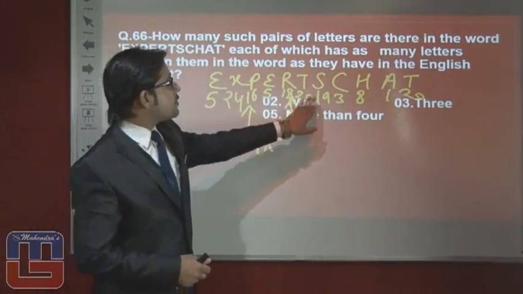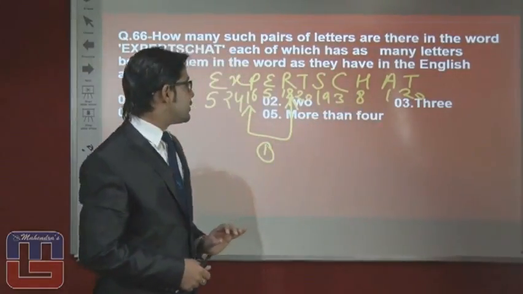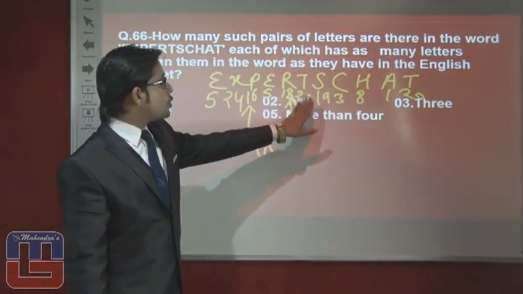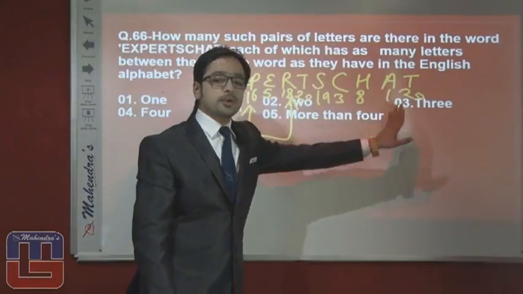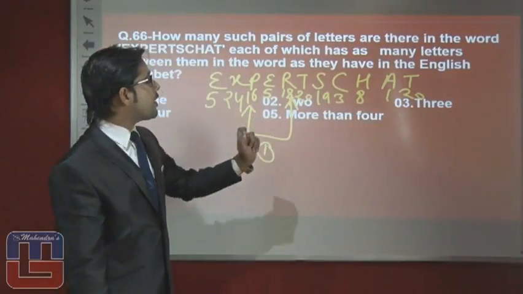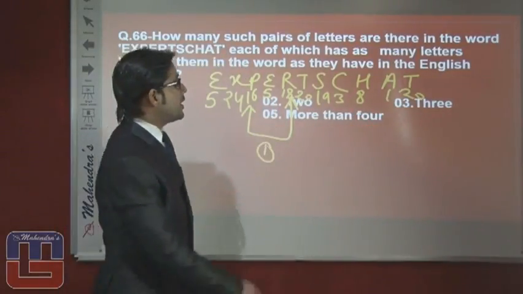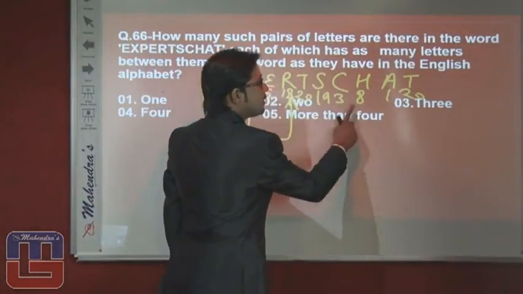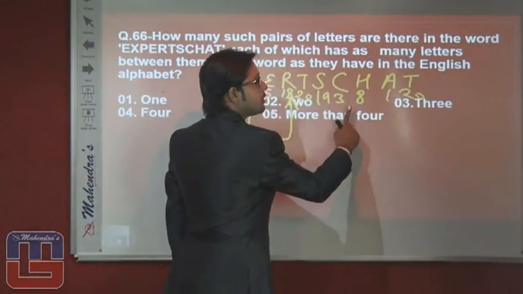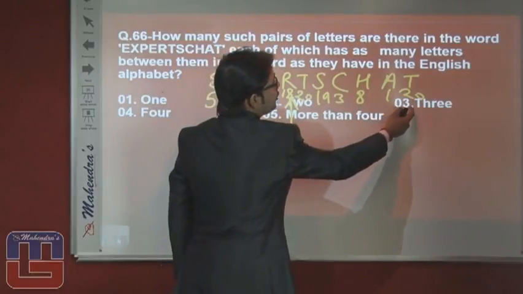Next 5, 6, 7, 8, 9, 10, 11, 12, no pair will be there. Next 18, 19, 20, 21, 22, 23, 24, again we cannot find the pair from T. Next 19, no pair will be there. C, no pair will be there. Again no pair, no pair, no pair.